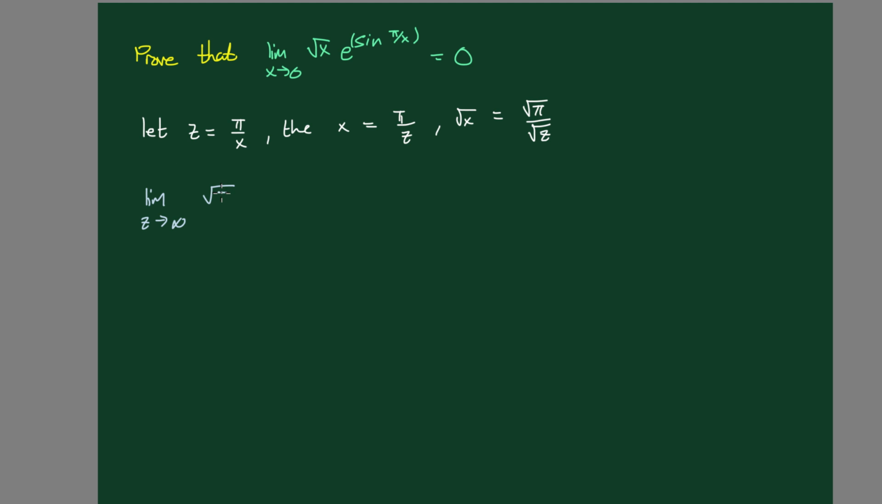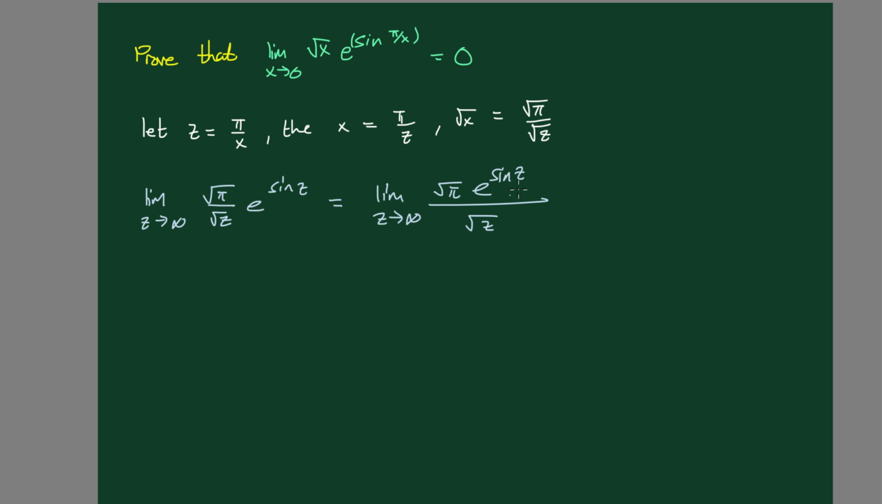So the square root of pi over square root of z multiplied by e to the sine pi over x. But pi over x is z, so e to the sine of z. So what we're really doing is taking the limit as z approaches infinity of this over here, and that's just going to be the limit as z approaches infinity of the square root of pi times e to the sine of z divided by the square root of z.